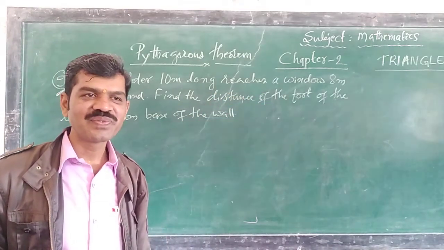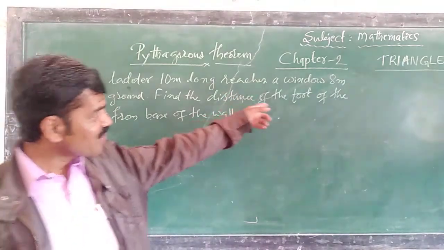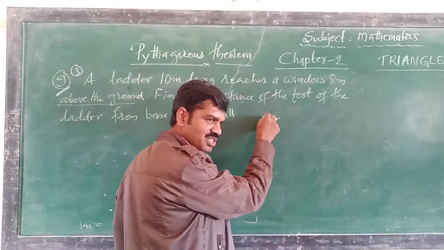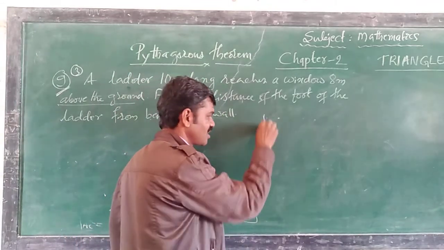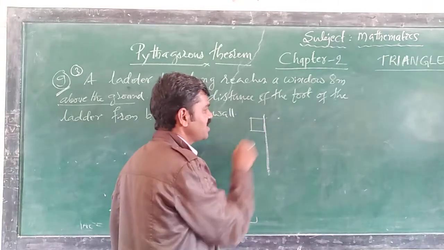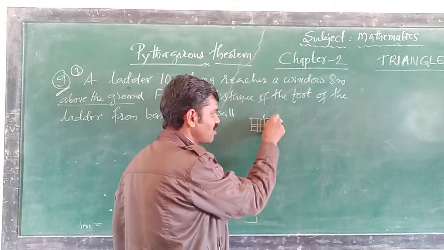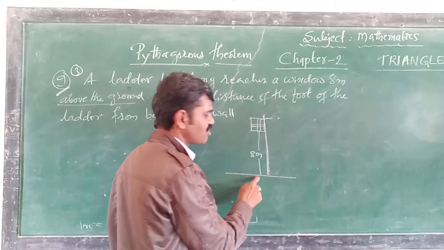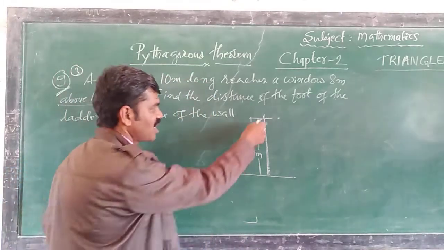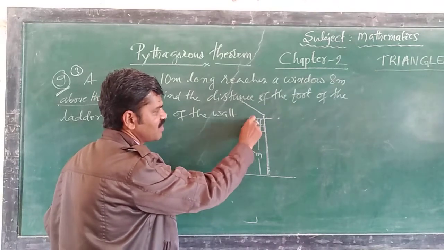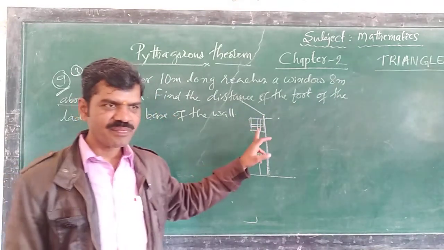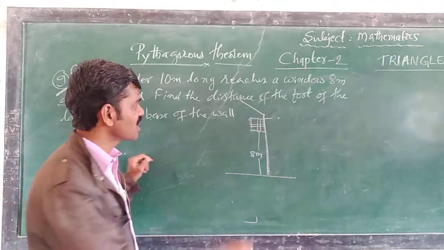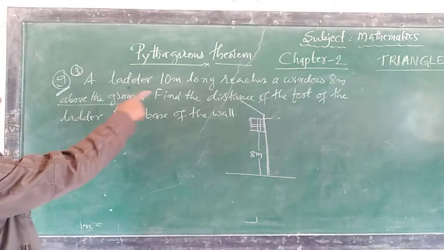Where is the window? The window is 8 meter above the ground. You have to understand there is a wall, and in this wall there is a window. This window is 8 meter in height from the ground. So there is a house like this, and in this house we have a window. The window is at a height of 8 meter from the ground. And a ladder of 10 meter long.